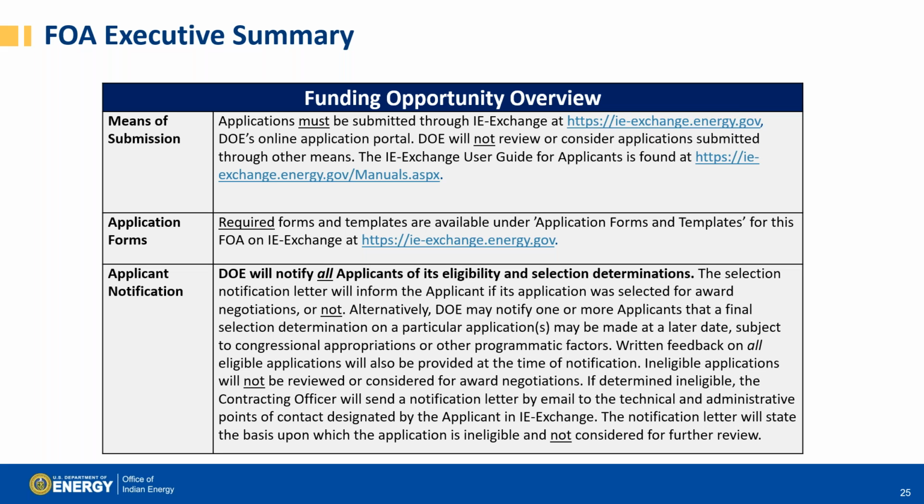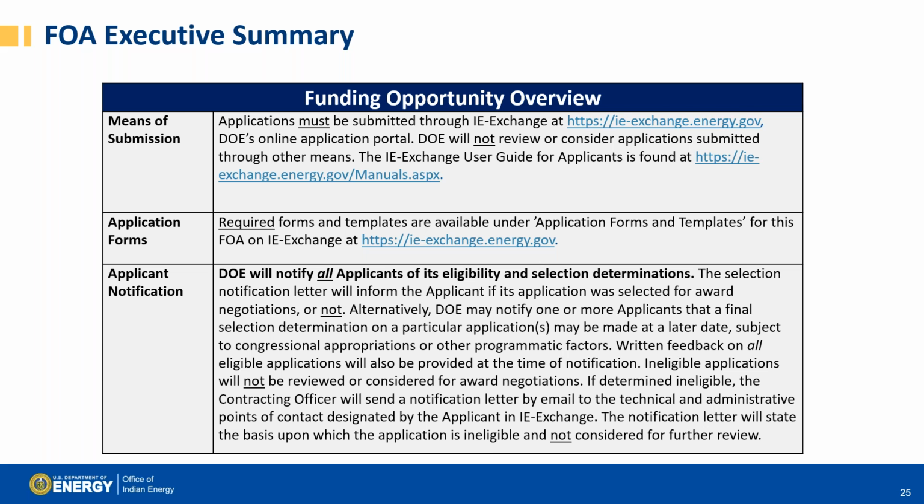Ineligible applications will not be reviewed or considered for award. If determined to be ineligible, the contracting officer will send a notification letter by email stating the basis upon which the application is ineligible and not considered for further review.